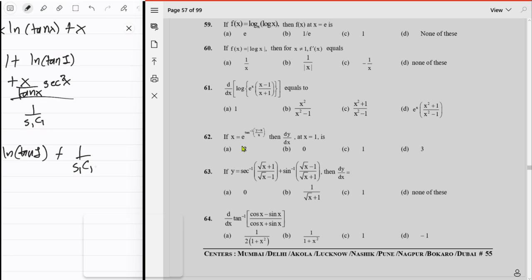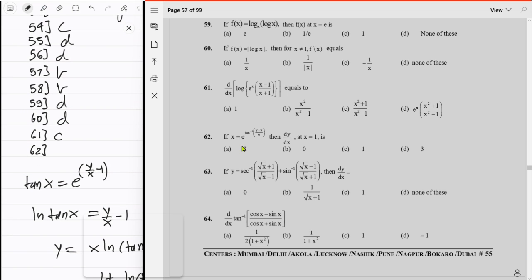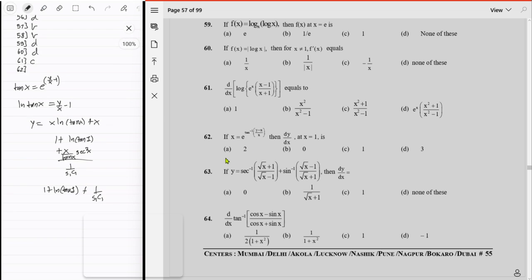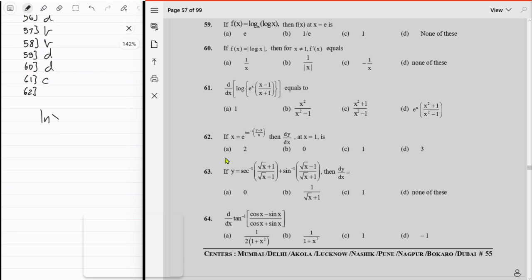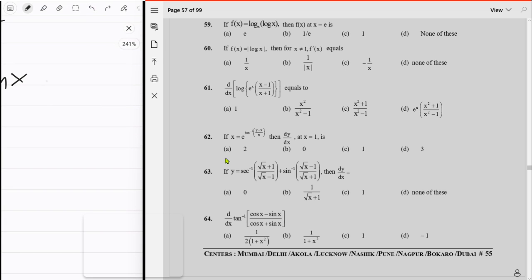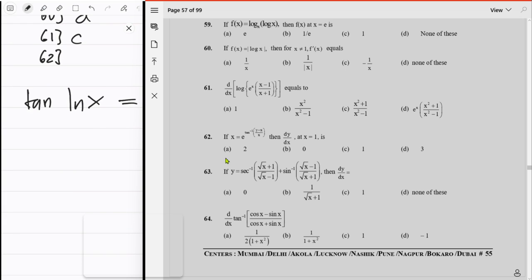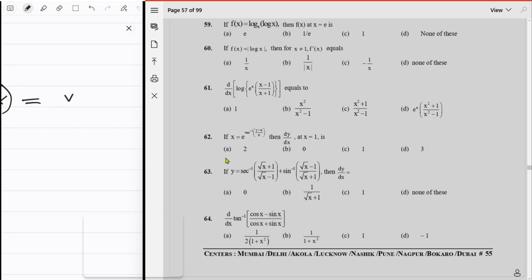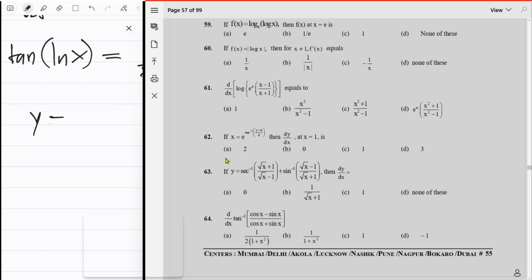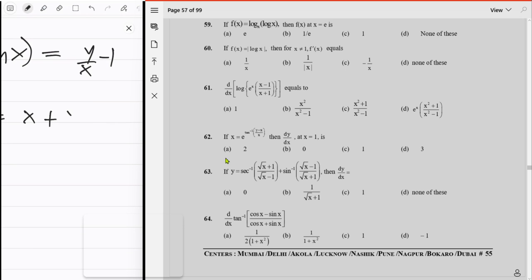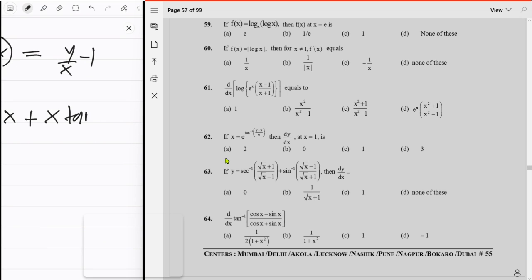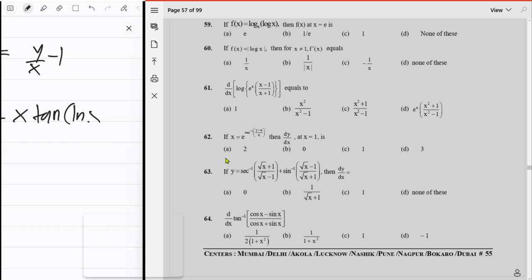I messed up, didn't I? Oh, I switched these tan inverse and e value. I switched the order of the functions. Fine. So this went wrong, really bad. This should have been natural log of x is equal to tan inverse of all that. So like tan of this guy, that is equal to y upon x minus 1, which means y is just equal to x plus x, and then you got tan of natural log of x.